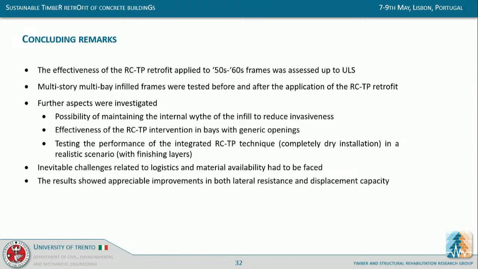Of course, there are some challenges. There are always challenges that need to be faced, so sometimes you have to update your goals and your targets while you're going. But the results showed appreciable improvements in both lateral resistance and displacement capacity.